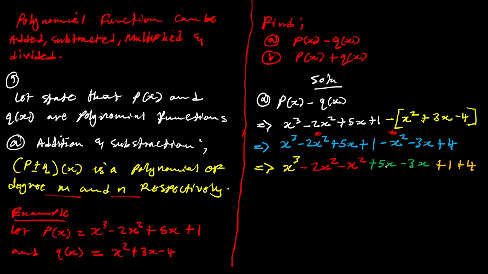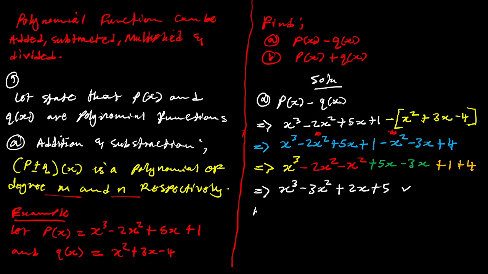So after you have the like terms, you can work out this question without any difficulties. This one is alone, it will be x cubed, and then negative 2x squared minus x squared is negative 3x squared. Then you have 5x minus 3x, which is plus 2x, and then 1 plus 4 is simply 5. So this is your final answer.